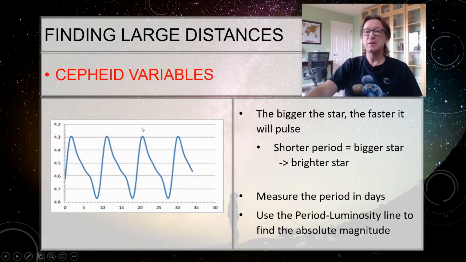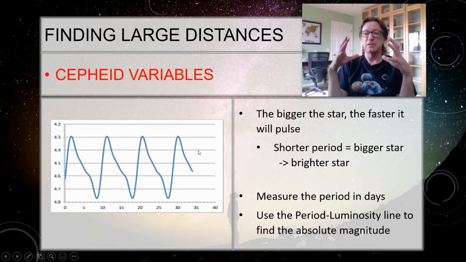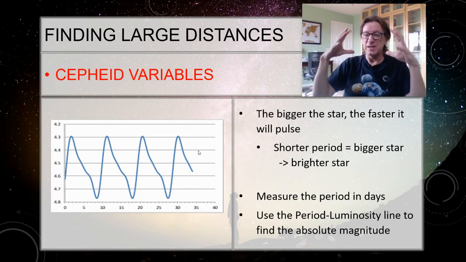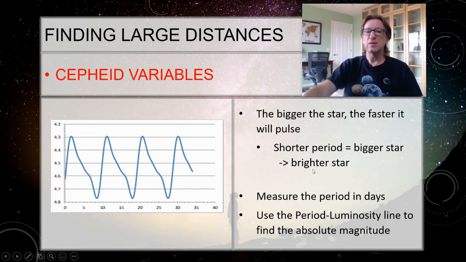So Henrietta Leavitt in 1908 discovered that there was a relationship between the period, the time it takes to go from here to here, from maximum brightness to maximum brightness, and the size of the star, which therefore means the brightness of the star. So if you think about it, a shorter period means it's going to be a bigger star. Well, because we're pulsing a lot faster with that shorter period, we've got more mass to make us fall. So a bigger star is going to be a brighter star.